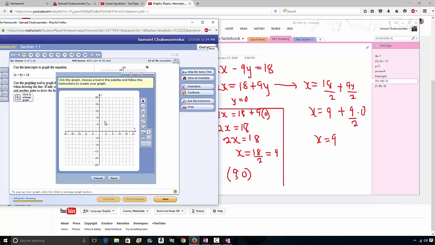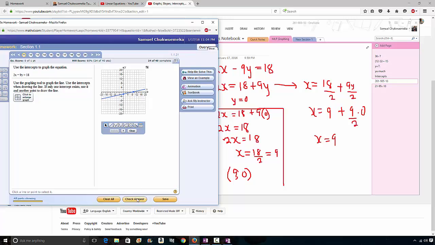So you draw the graph. Get the line tool. 9 and 0: this is 10, so let's find 9. 9 and 0, you see that from here. And then 0 and negative 2, right here. Okay. Save. Check answer. There you go.